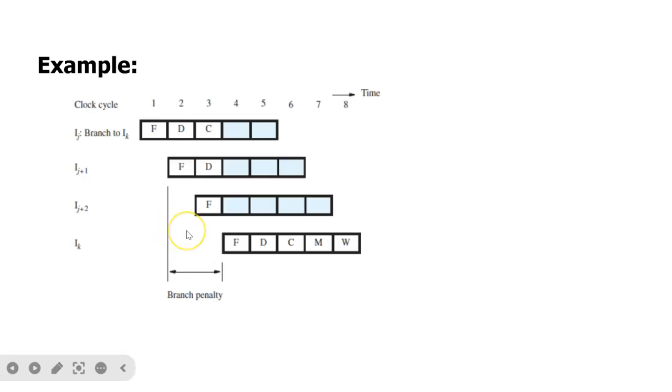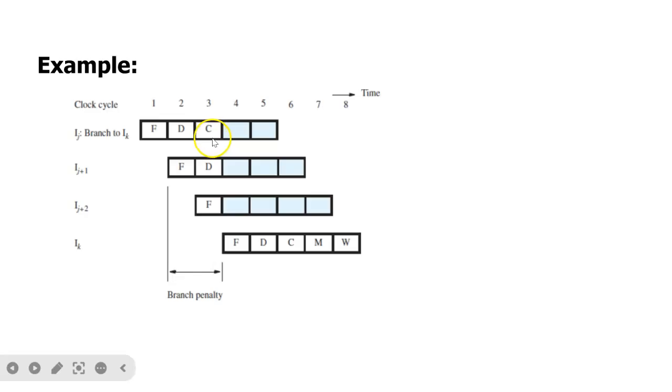So if the branch is taken, the pipeline must flush out these two wrong instructions and refill it with the branch target. Those empty clock cycles during the flushing of these two wrongly fetched instructions, ij plus 1 and ij plus 2, the clock cycles that are wasted, that is said to be the branch penalty. That is the number of clock cycles lost because of the delay in the branch decision.